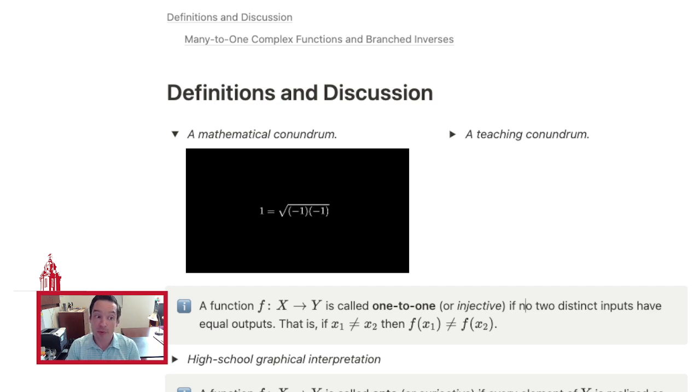So 1 is equal to the square root of 1, which is the square root of negative 1 times negative 1. I can split apart the square root over a product, and then each of those square roots is i.